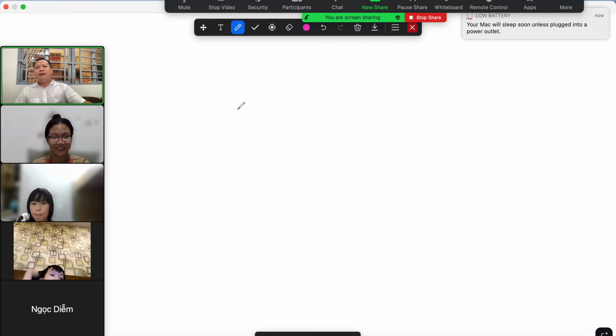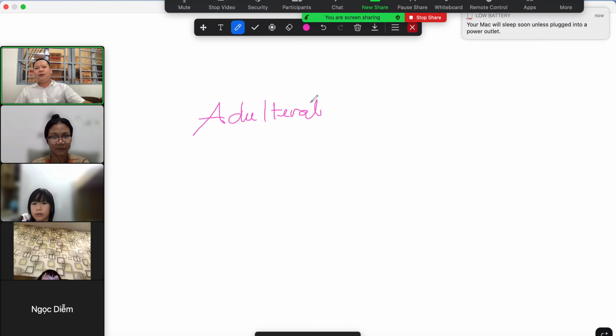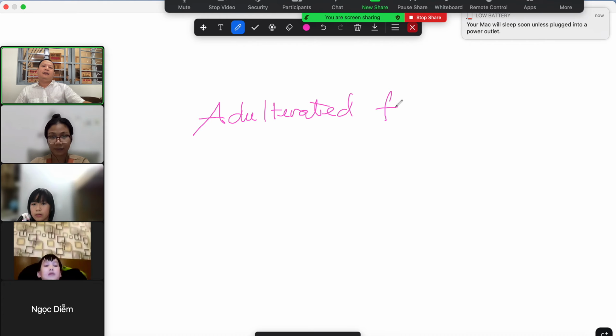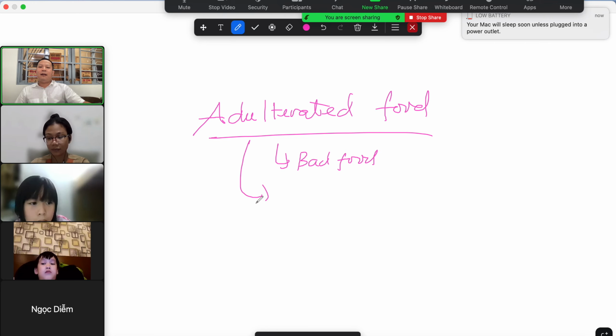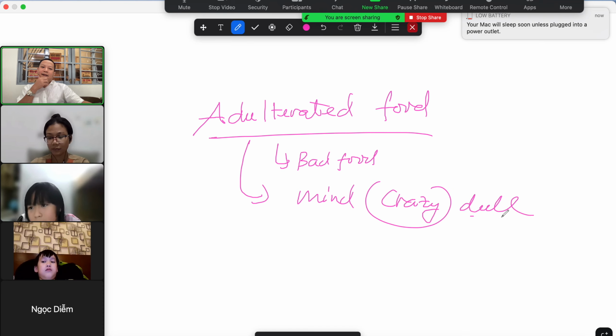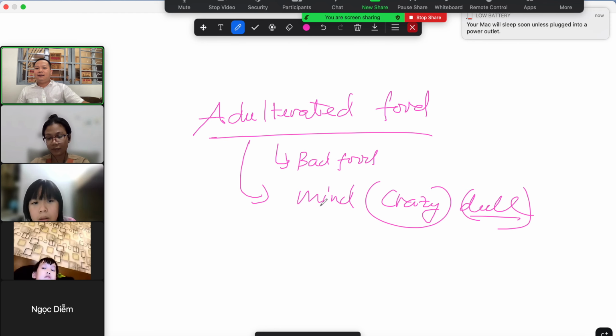Second, the food that you eat is adulterated foods. Now kids eat the adulterated foods. The food, bad food. This food makes their mind crazy.